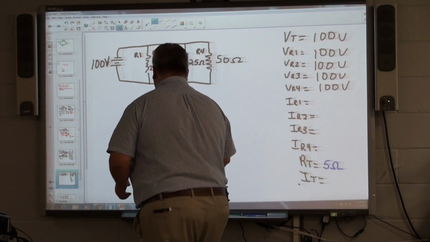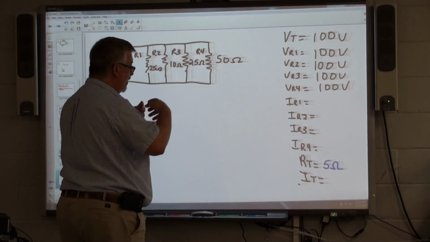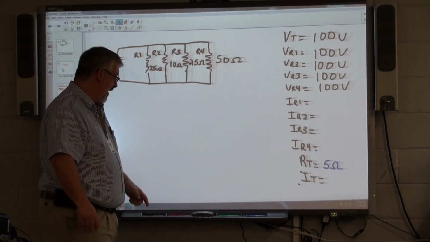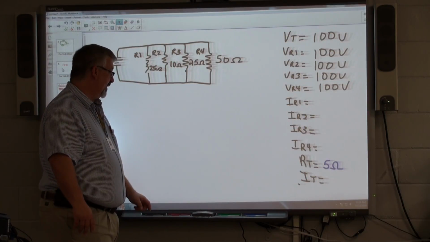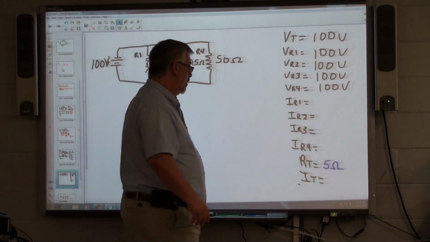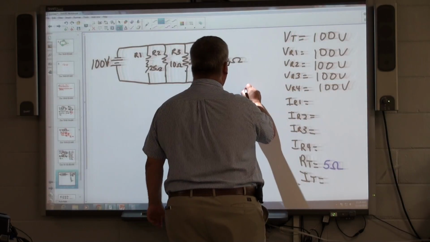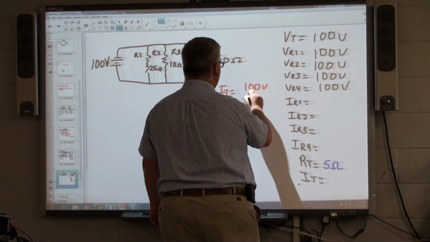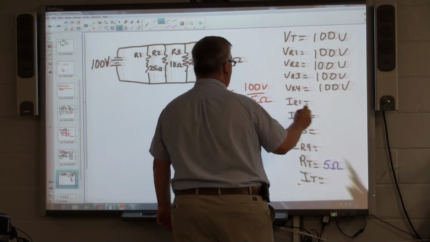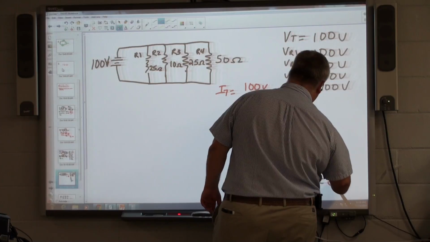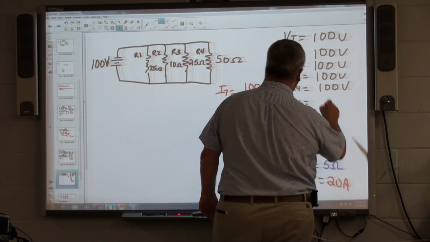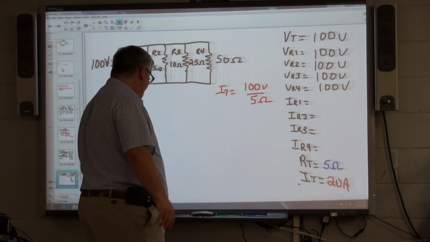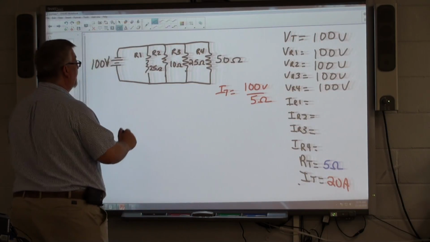Now, we can take two different approaches. We can find individual branch currents, and then add those and get the total, or we can take 100 and divide it by 5 and get I total. So what is I total? 20 amps. I total equals 100 volts over 5 ohms equals 20 amps. So when we get these individual branch currents now, they should add up to 20 amps. So let's see if it happens.